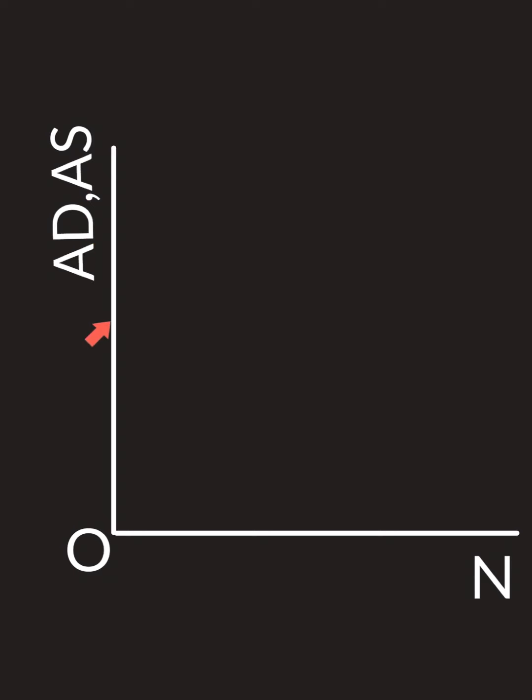The vertical axis measures aggregate demand and aggregate supply. It also refers to aggregate demand price and aggregate supply price. This is the point of origin, O. The horizontal axis measures the volume of employment. Now we draw the aggregate supply curve.